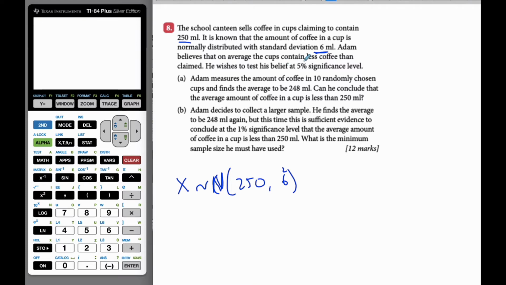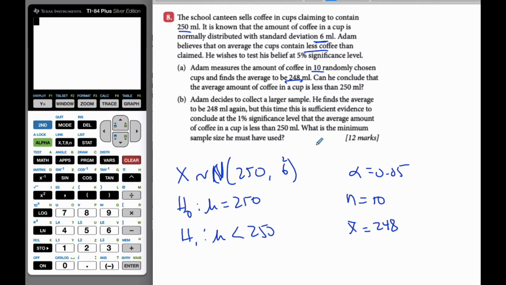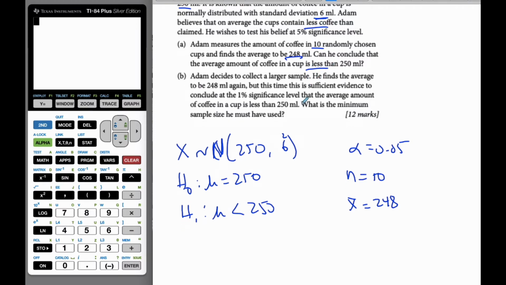And Adam wants to know if they're containing less coffee. So the null is that mu is equal to 250, whereas the alternative is that mu is less than 250. I know that alpha is 0.05, and Adam measures n equals 10 cups of coffee, and he finds his average x bar is equal to 248. And so that's enough information for me to find out if they're selling less than 250 milliliters of coffee.